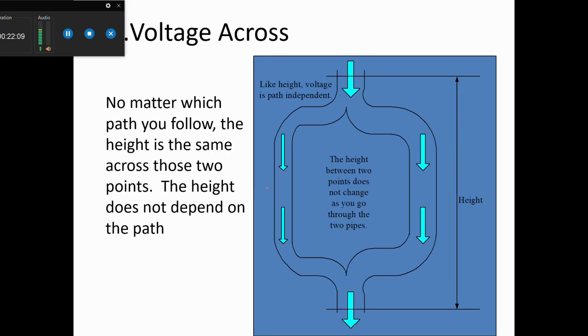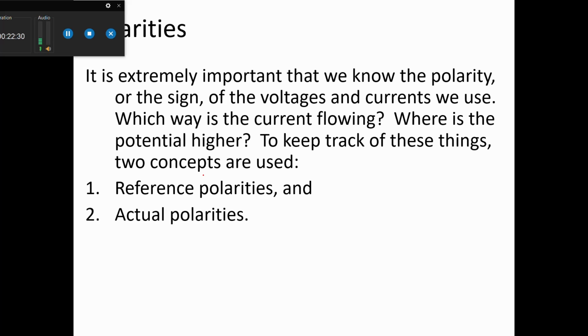So no matter which path you follow, the height is the same across the two pipes, and the height does not depend on the path. The height between the 2 points does not change as you go through the pipes. Only this pipe will give a different type of resistance to the water. So talking about polarities, they are the reference point through which you will be taking the flow of current, and this is an important point.